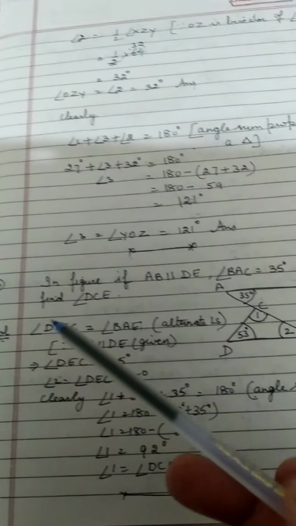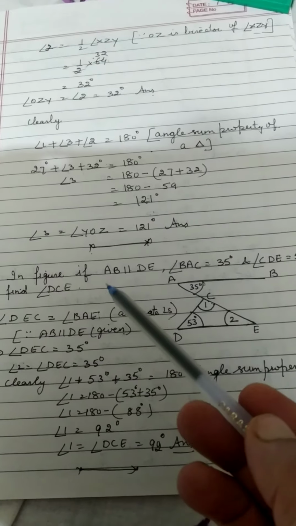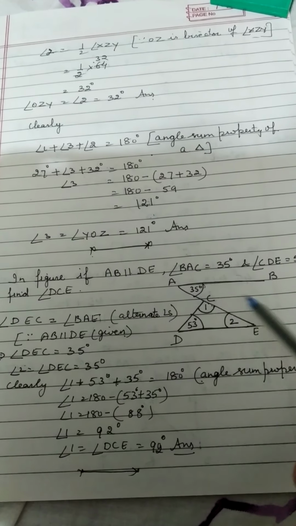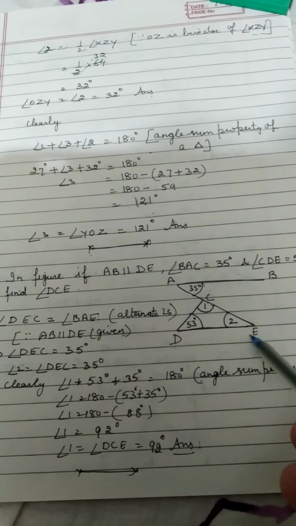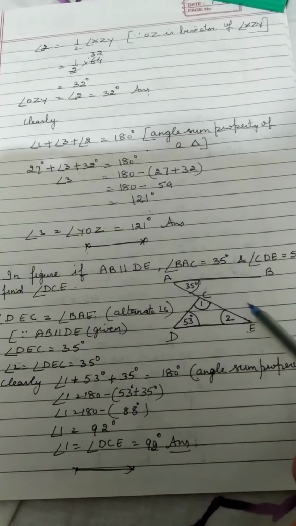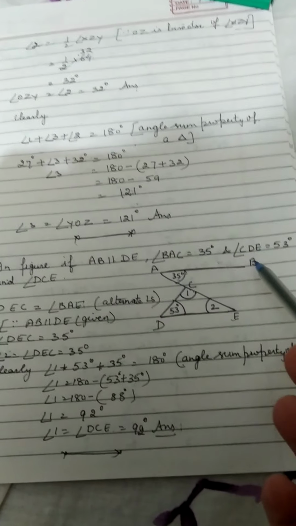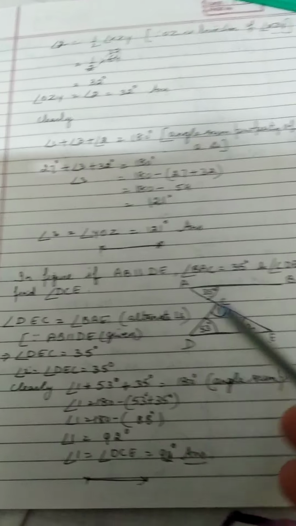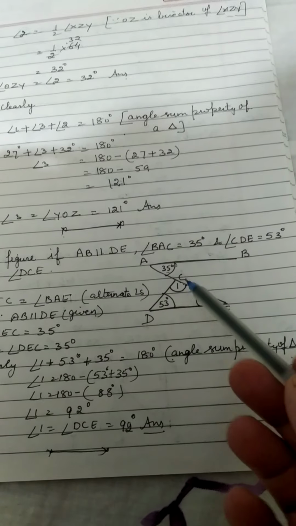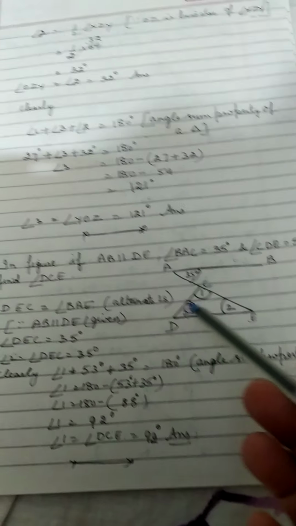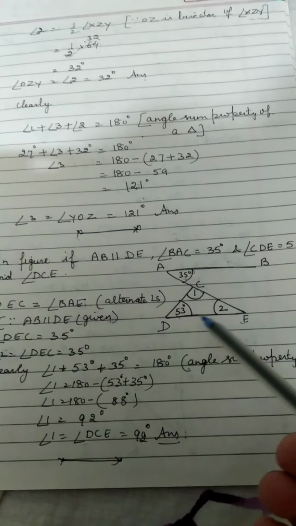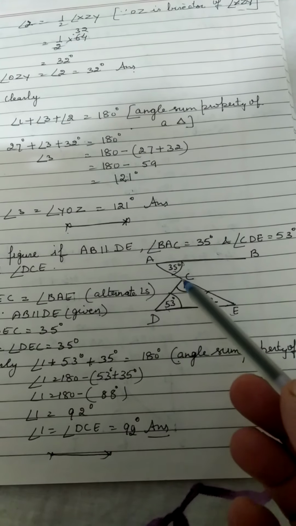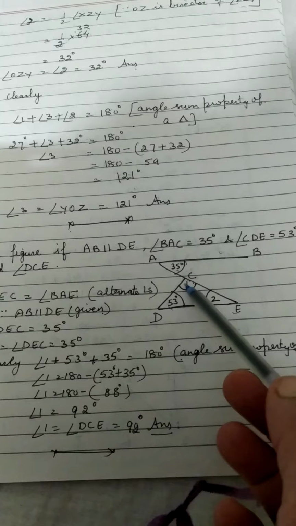Then the next question is question number 3. In the figure, if AB is parallel to DE, angle BAC is equal to 35. This angle is 35, and angle CDE is 53. Angle CDE is 53. Find angle DCE. We have to find angle DCE, which means we have to find this angle 1.